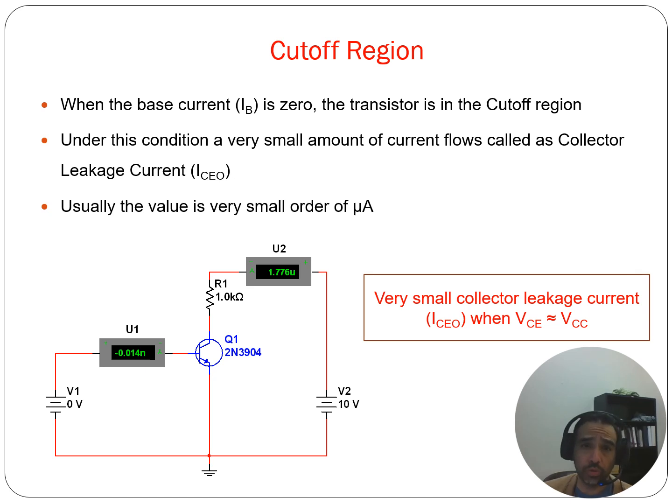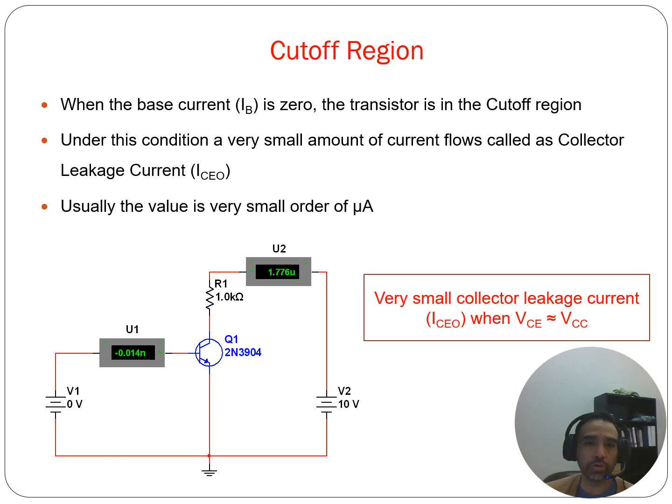Let's talk about the cutoff region. So in the cutoff region, there's no base current, approximately. I sub B is approximately 0. Well, let's say 0 just to make your understanding of it easier. The transistor is in the off operation, and it's in the cutoff region.